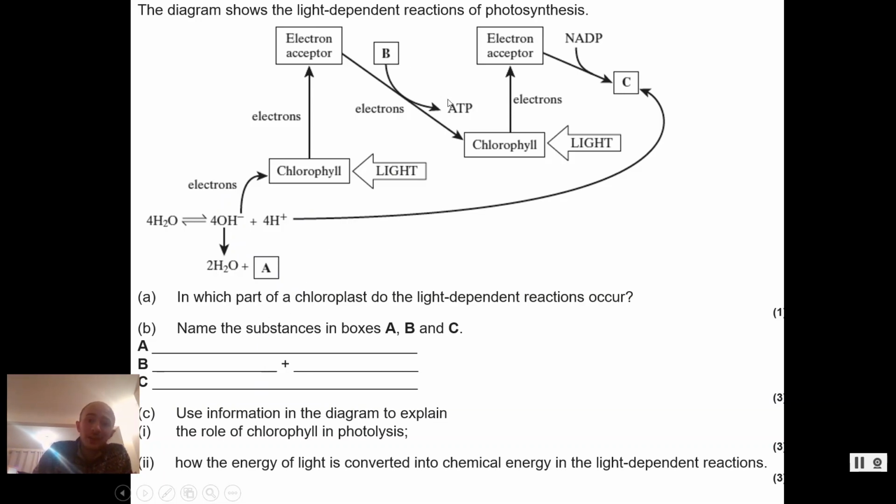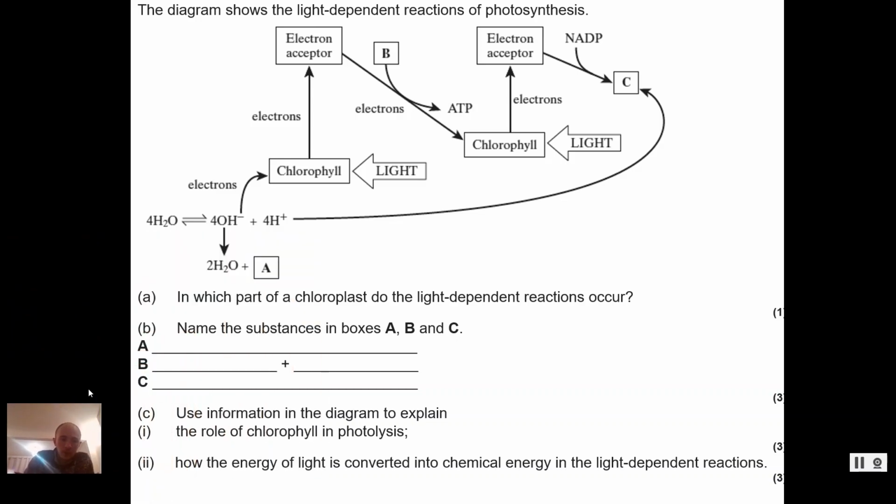B, well, what do I need to make ATP? What was I slamming together to make ATP? I was slamming ADP and inorganic phosphates. And then C, well, what happens when I join NADP onto some hydrogen? I make reduced NADP.